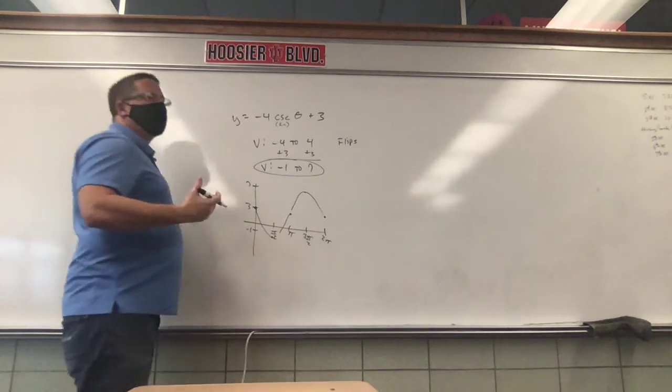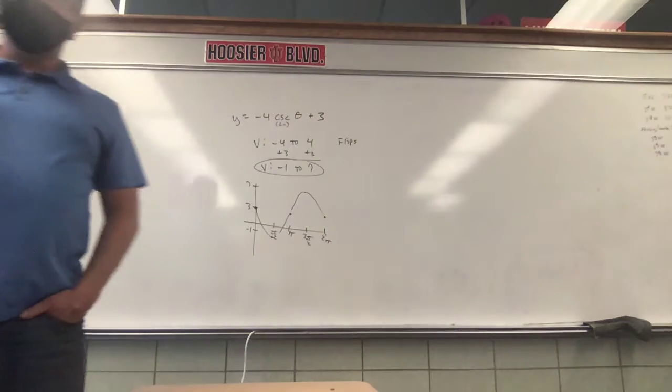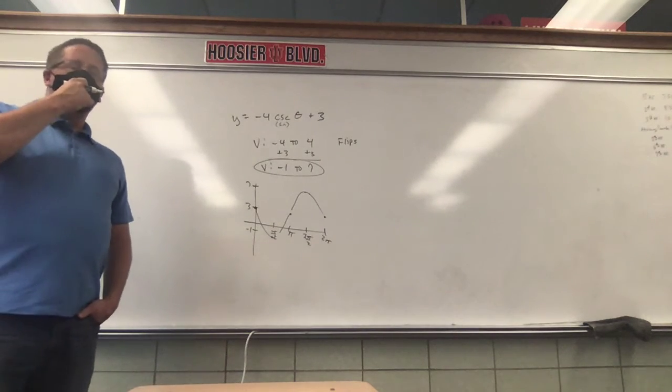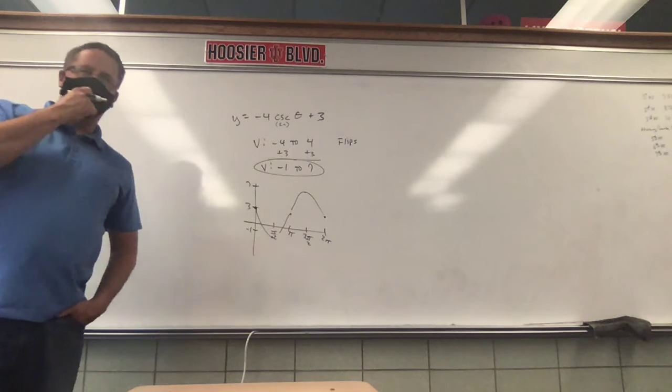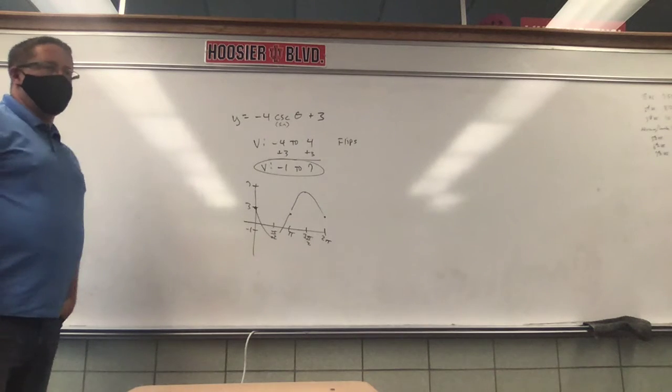Now, if that's all it was, just a sine graph, where would I put the asymptotes? Nowhere. The only time you put asymptotes is if you're doing tangent or cotangent graphs, which we're not doing. I'm doing just sine, cosine, secant, and cosecant graphs. For sine and cosine, you don't have any asymptotes.